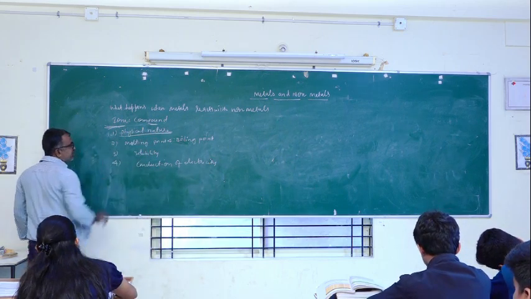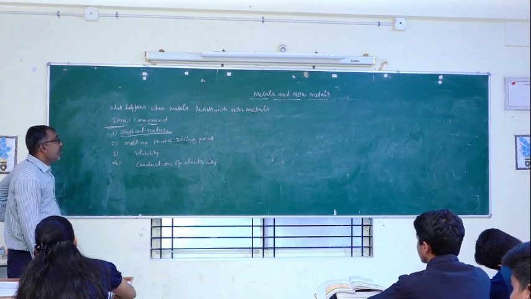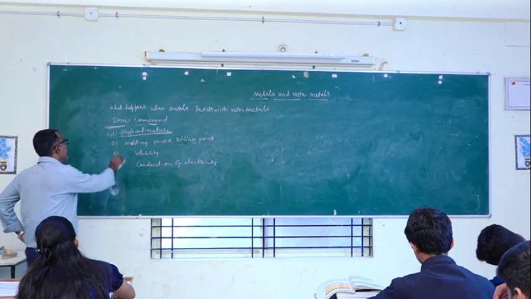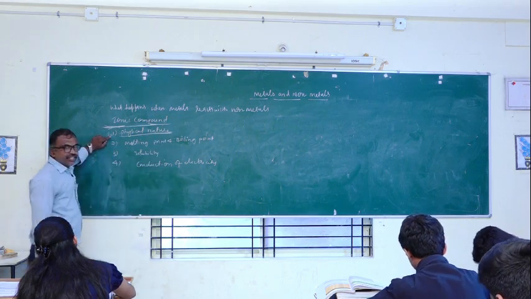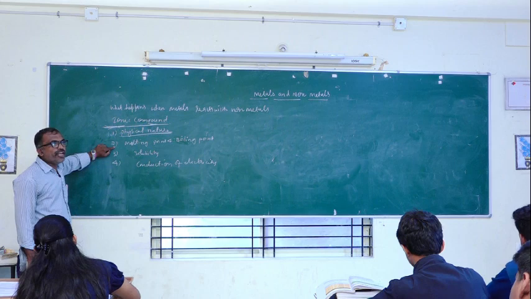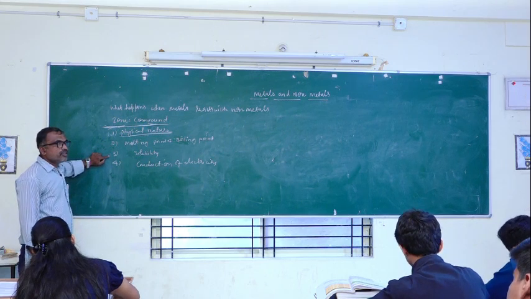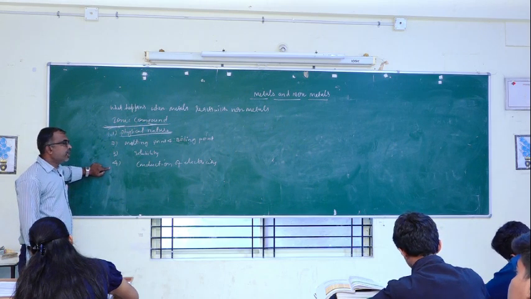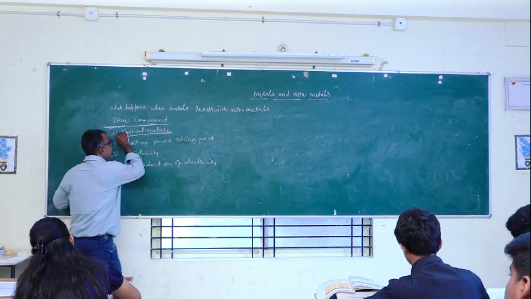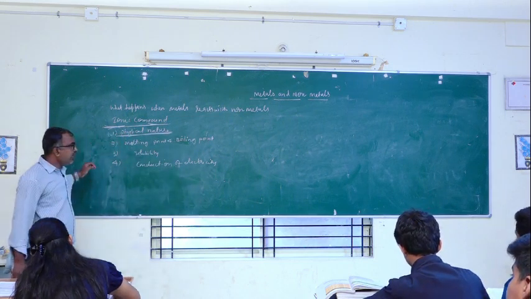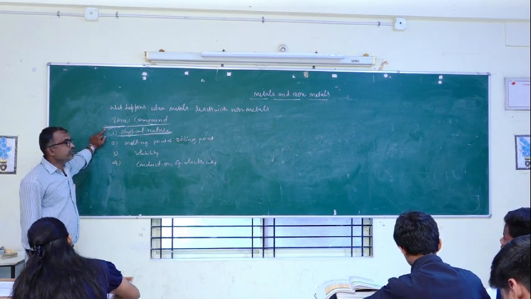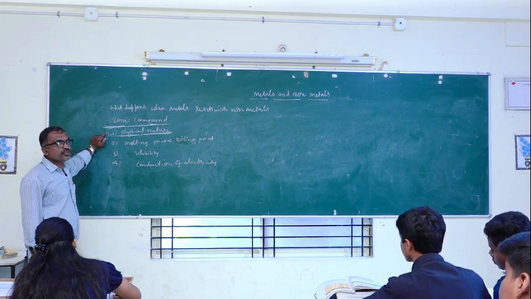Then the most repeated question: write the properties of ionic compounds. So first one, physical nature. Second one, melting point and boiling point. Third one, solubility. Fourth one, conduction of electricity. So first one, physical nature. You know that usually ionic compounds are solid.